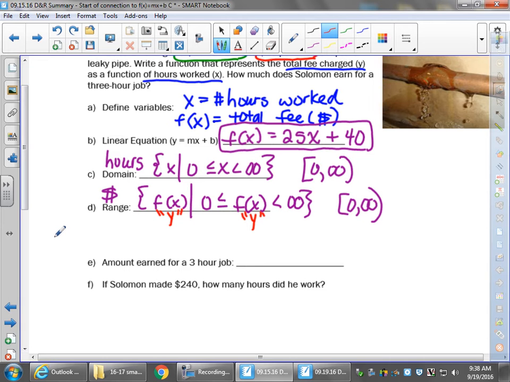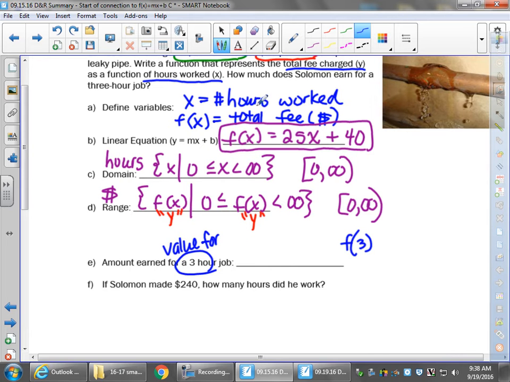How much did you earn in 3 hours? How are you going to figure that out? I've heard from both of these guys, which is fantastic. I would like to hear more voices. Yes, Faith. Yes. So what she's describing is calculating f of 3, because 3 hours is a value for x or f of x.